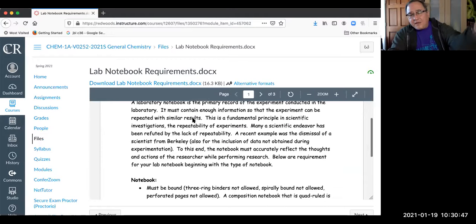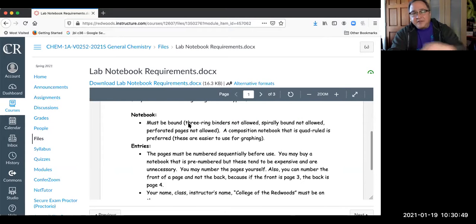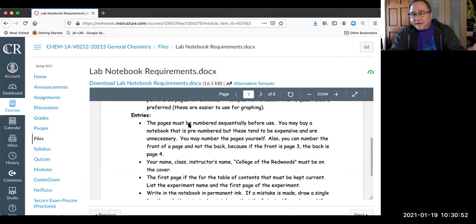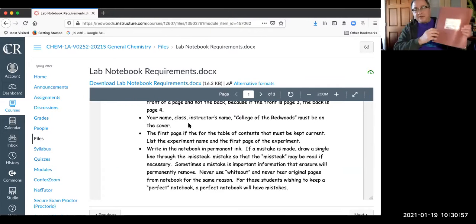Okay, so it must be bound. Entries, pages must be numbered. On the front of your lab notebook, I always tell my students to write your name, College of the Redwoods, chemistry. The reason for that is this class is normally a face-to-face class, and as soon as we can do it, it's going back to face-to-face. It does not work online well at all. The reason to put all that on your lab notebook is if you happen to leave it somewhere, they can get it to College of the Redwoods, College of the Redwoods can get it to me, and then I can get it to you. Okay.